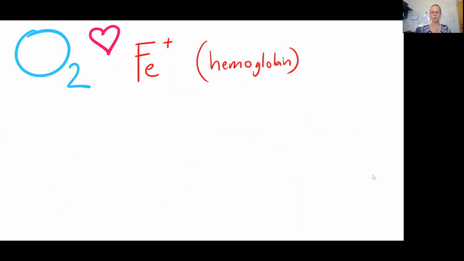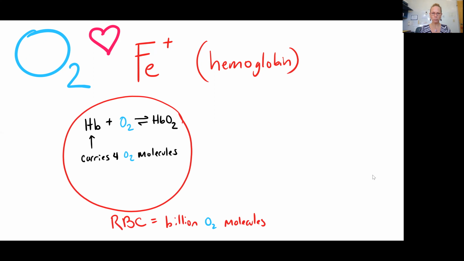Remember that our oxygen molecule is being transported in our red blood cells, specifically by the protein called hemoglobin. Remember your hemoglobin structure. You have 4 heme groups. At the center of each heme group, you have iron, and that's actually the thing that oxygen is attracted to. So that tells us that each hemoglobin molecule can bind and transport 4 oxygen molecules. When your hemoglobin is bound with oxygen, it's called oxyhemoglobin. And again, each hemoglobin molecule can bind to 4 oxygen molecules.